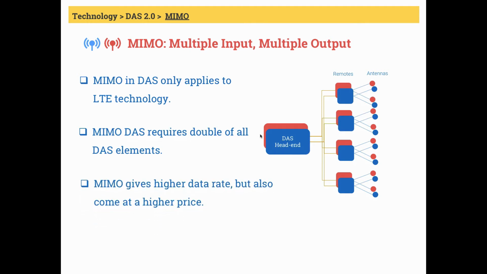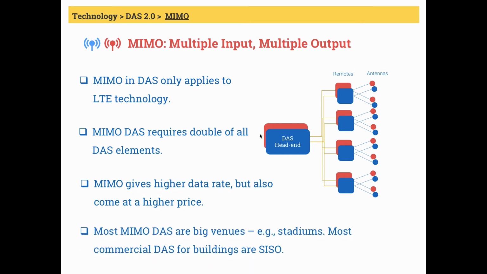The benefit of MIMO is you can get a higher data rate compared to the typical SISO DAS, the single input, single output DAS, but your cost of infrastructure is doubling, as you can see in the block diagram. MIMO is mainly used in large venue type sites such as stadium DAS because you want people to get in and out of the system as quickly as possible. In this case, the higher data rate can be justified.